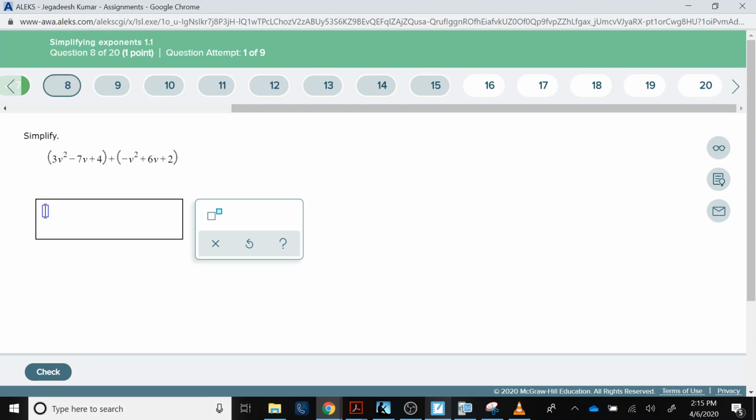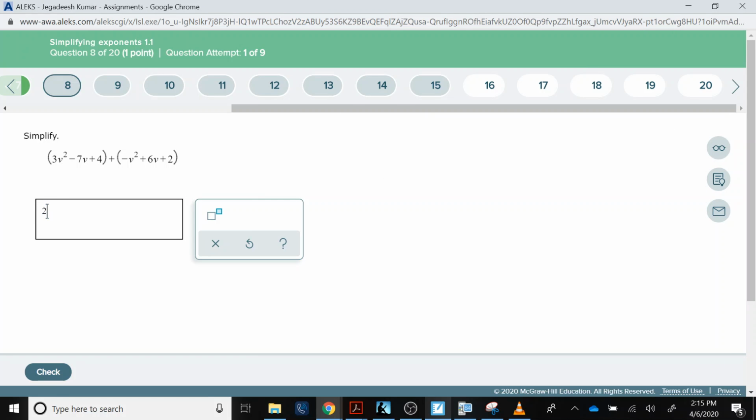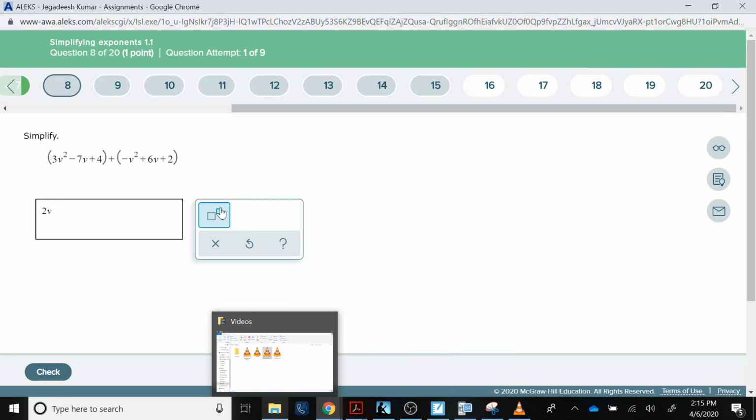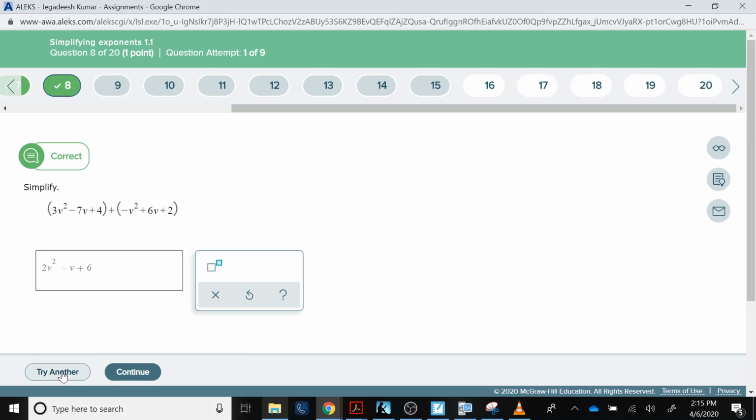Let me write it down. Let me check the answer again. 2v squared minus v plus 6. So 2v squared minus v plus 6. So that's the answer for this question.